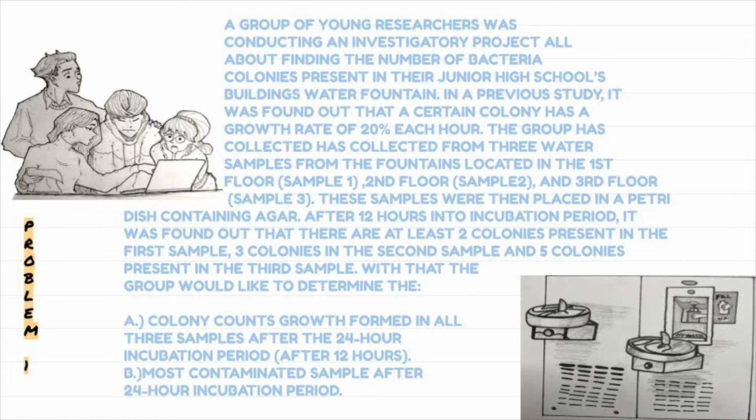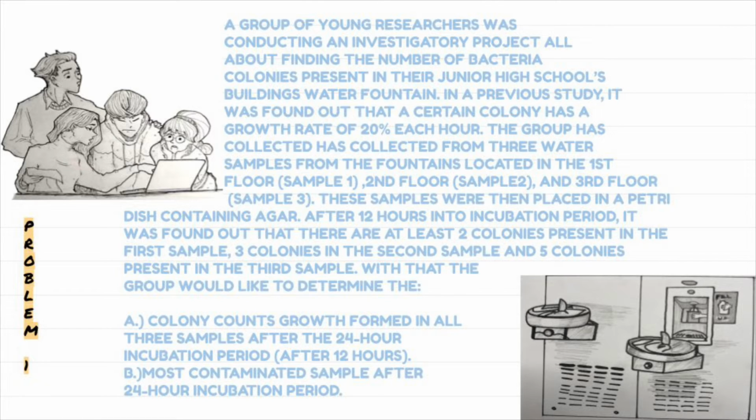In a previous study, it was found out that a certain colony has a growth rate of 20% each hour. The group had collected 3 water samples from the fountains located in the first floor, second floor, and third floor, which are respectively referred to as Sample 1, Sample 2, and Sample 3. These samples were then placed in a Petri dish containing agar.